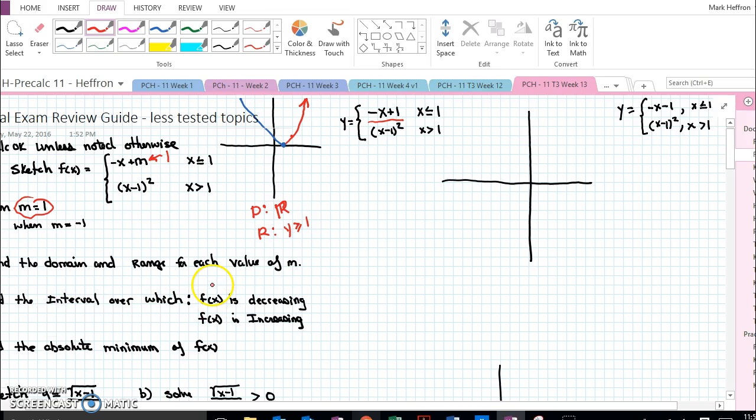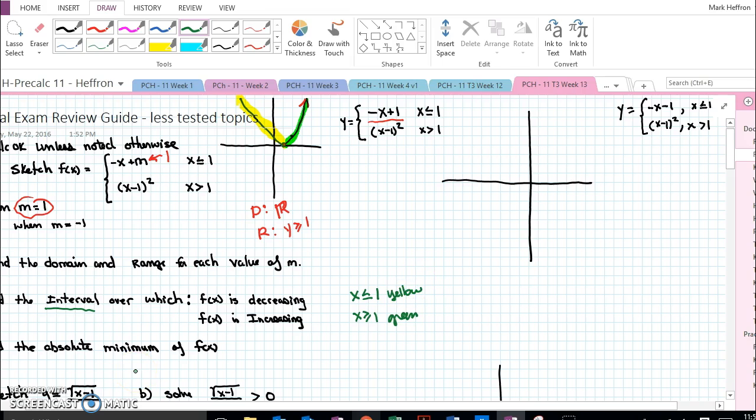When is f of x decreasing? F of x is decreasing all the way down until the lowest point, highlighted in yellow. When is it increasing? The green, because we're going up. An interval is really just another way of saying a partial domain. So the partial domain where it's decreasing is x is less than or equal to 1. And the partial domain where it's increasing is x is greater than or equal to 1. This is the green, and this is the yellow.